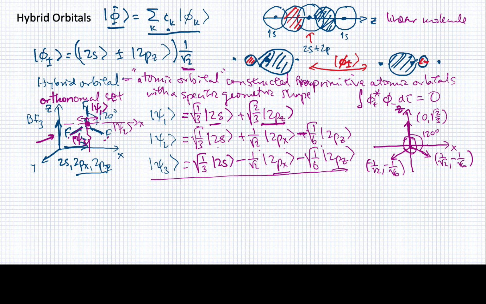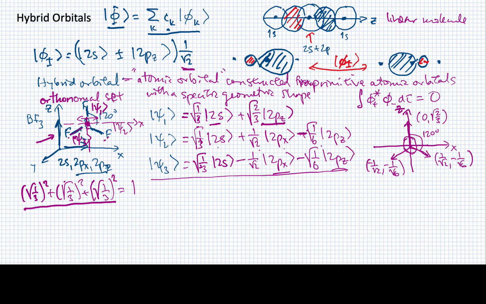preferential directions. Now, one thing that you may notice from this is if I take the squares of the coefficients, say for the 2s, and add them together, that'd be 1/3 plus 1/3 plus 1/3. So in other words, square root of 1 over 3 squared plus square root of 1 over 3 squared plus square root of 1 over 3 squared all adds up to 1. All right, it's telling me that I had one 2s orbital to begin with before I started combining it with these other orbitals. I still have, in effect, one total 2s orbital there.